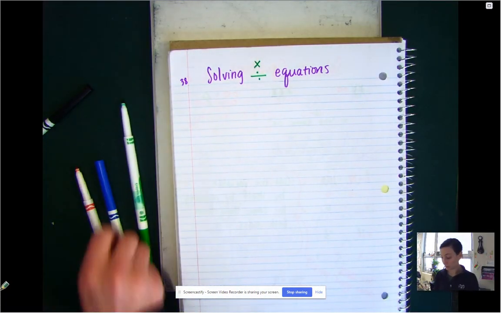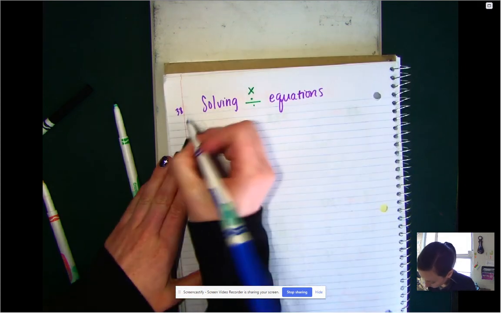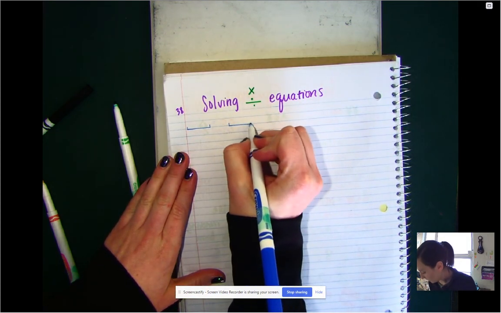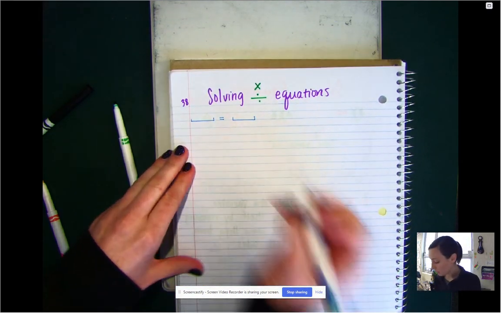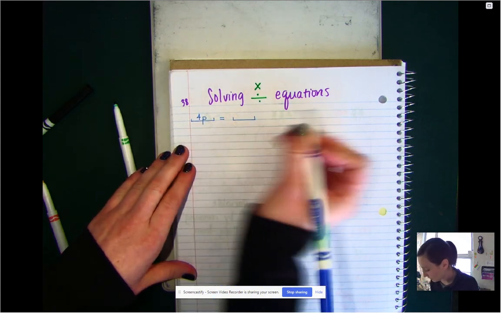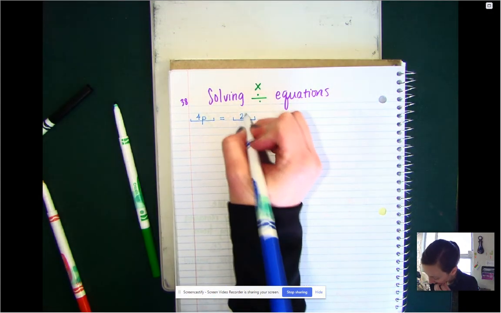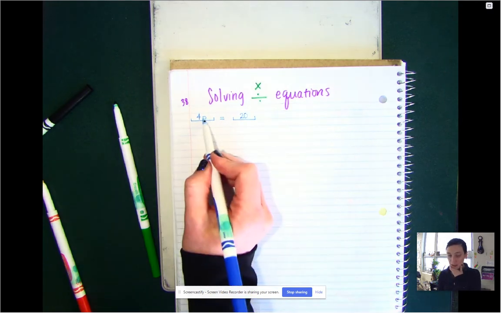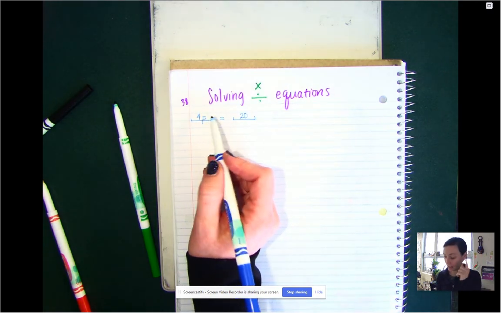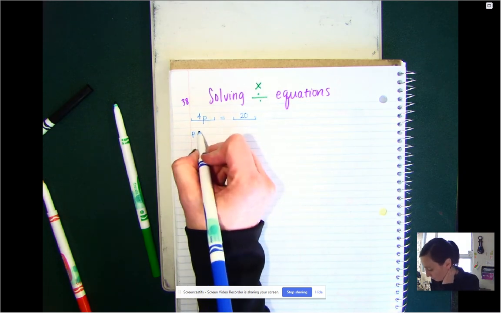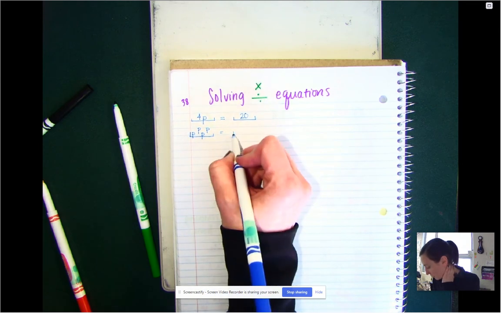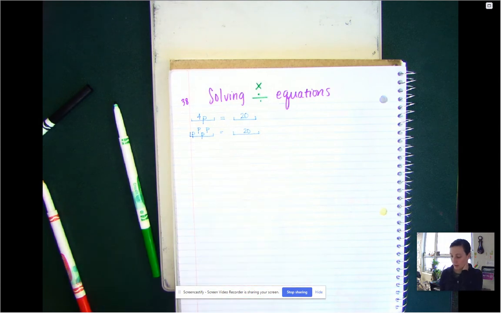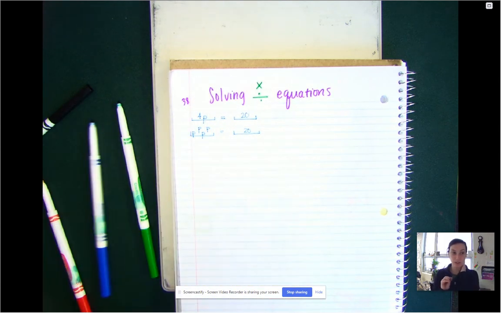All right, so a lot of the same principles that we talked about in the last lesson. We have our scale. This is the same as that. So let's say we have 4p is the same as 20. Now 4p, remember that another way to think of that is 4 p's hanging out in this petri dish or on this scale. Whenever the numbers are right next to each other, that means multiplication.